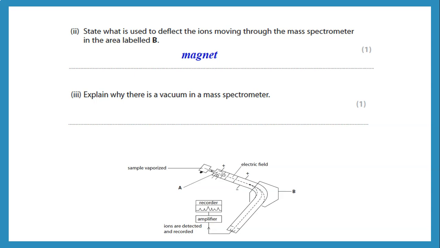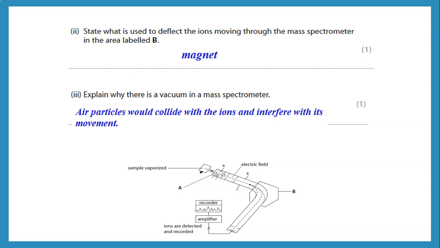Explain why there is a vacuum in a mass spectrometer. Again, remember we said we need a vacuum inside the mass spectrometer, because if we had air, the air particles would collide with the ions and interfere with their movement.